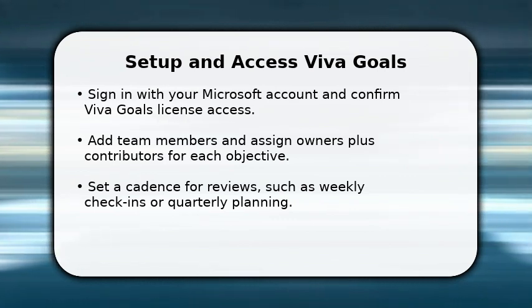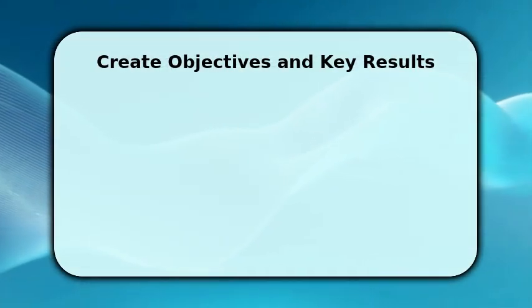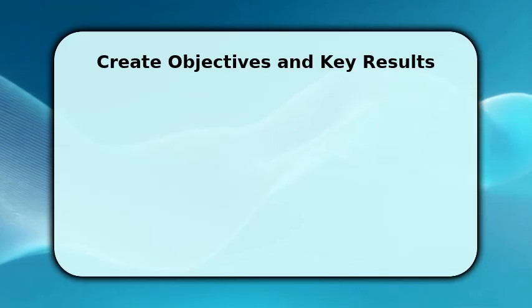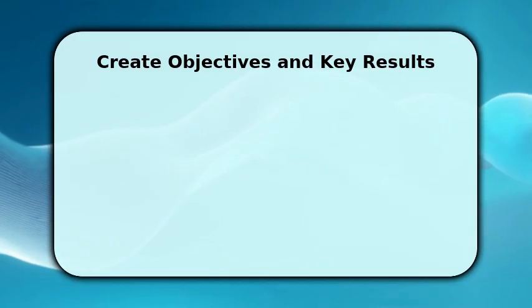Write a clear objective that explains the desired outcome and impact. Attach 3 to 5 measurable key results to each objective so progress is measurable. Use measurable targets like 5,000 revenue or 25% conversion improvement for clarity.